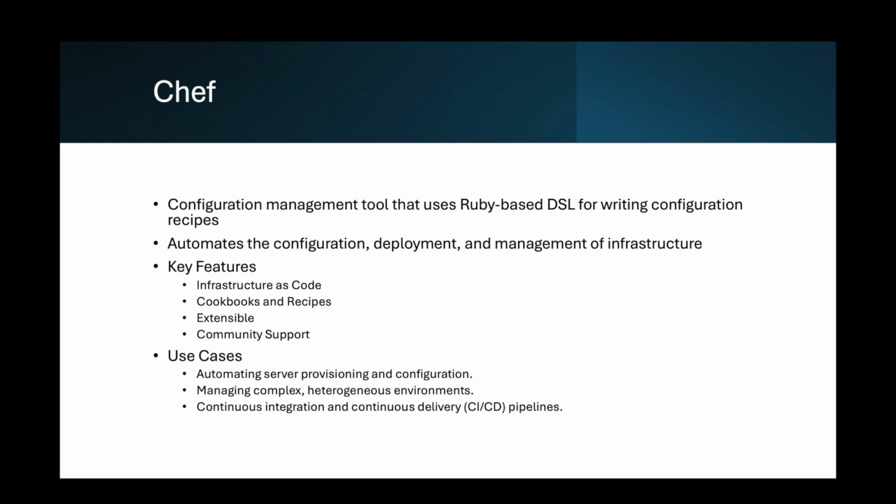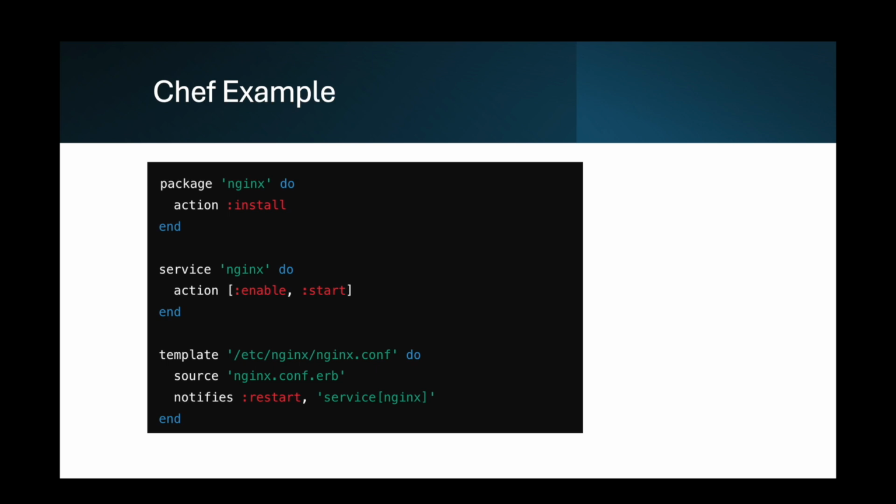Extensible: Chef can be extended through custom resources, libraries, and plugins, and also community support, a large community with shared cookbooks and recipes. Use cases involve automating server provisioning and configuration, managing complex heterogeneous environments, and continuous integration and continuous delivery pipelines. Here is an example of a Chef file, which is a Ruby file, where we specified what package, what to do, action is install in this particular case, then this for the service of nginx, enable it, start it, and then finally the template for the configuration of where it exists, and if something happens, notifies the restart with service nginx, and end of the file.